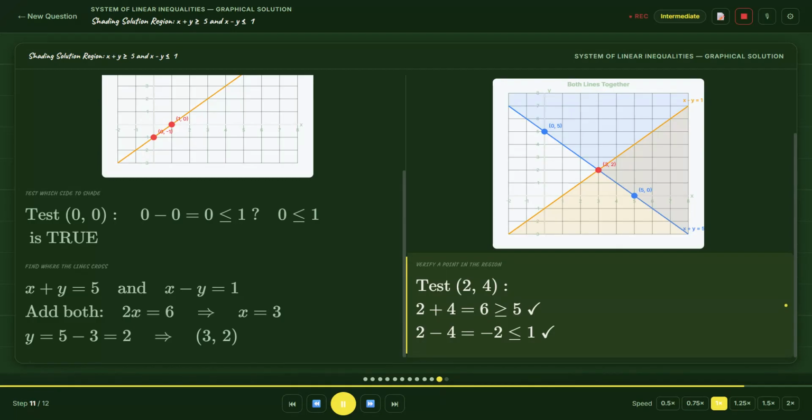Let's make sure we colored the right area. Pick the point 2, 4. 2 plus 4 is 6 and 6 is bigger than 5. So the first rule is happy. 2 take away 4 is minus 2 and minus 2 is less than 1. So the second rule is happy too. This point is inside our answer area.